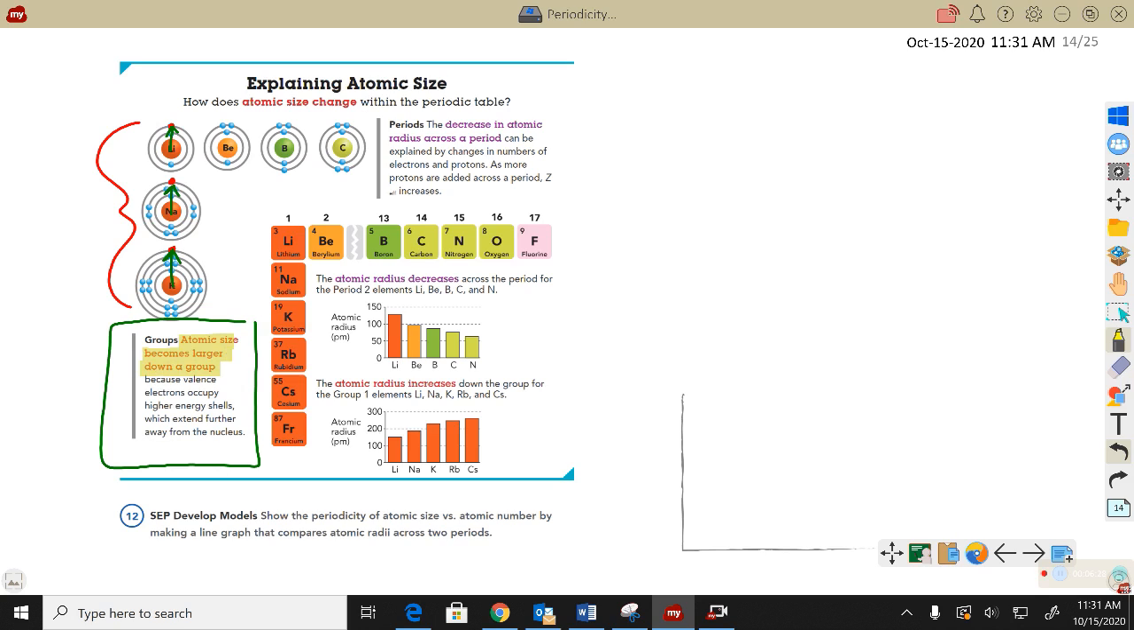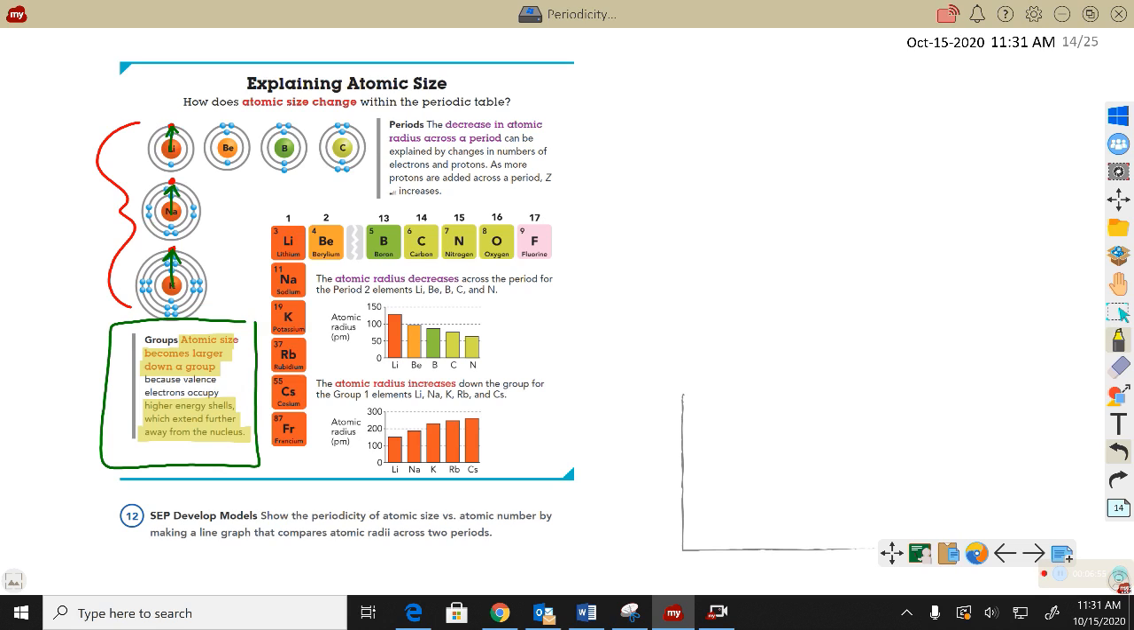Radius increases going down a group, and the main reason is that when you put those outer valence electrons in higher energy levels or higher energy shells, they're farther from the nucleus. And so the attractive force is just weaker. Electrons are farther from the nucleus.